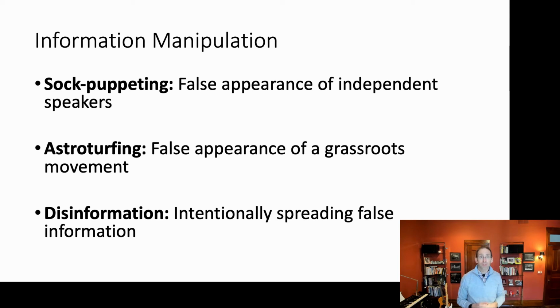Information manipulation entails a bunch of different tactics that we'll talk about in more detail in the course, including sock puppeting, which is the false appearance of independent speakers or the false appearance of collective action, astroturfing, which is the false appearance of a grassroots movement, and disinformation, or intentionally spreading false information.